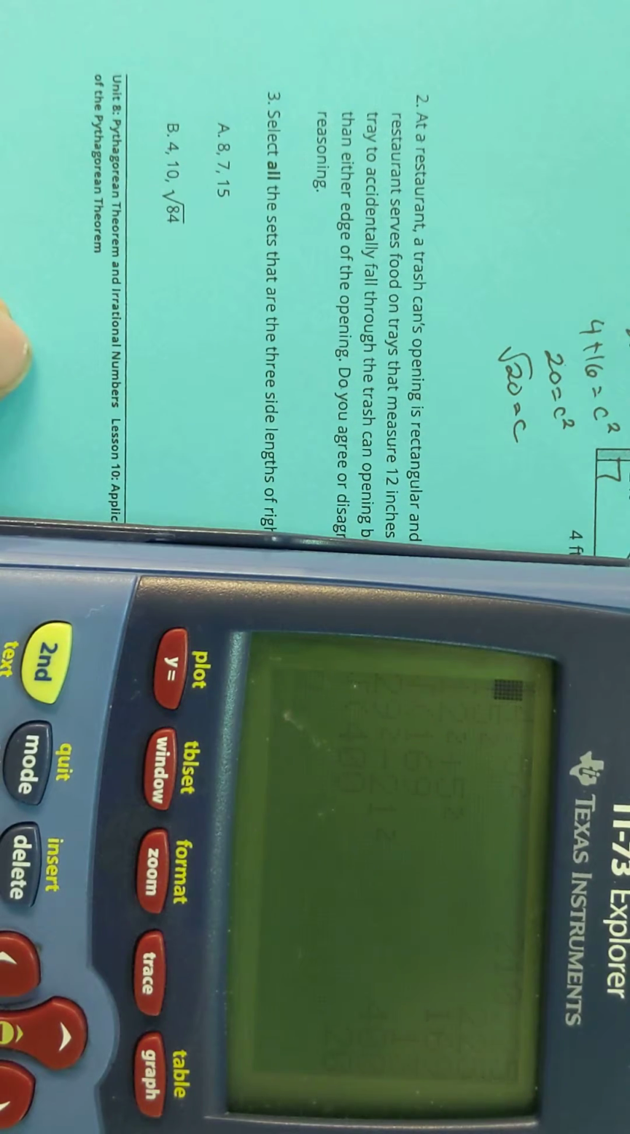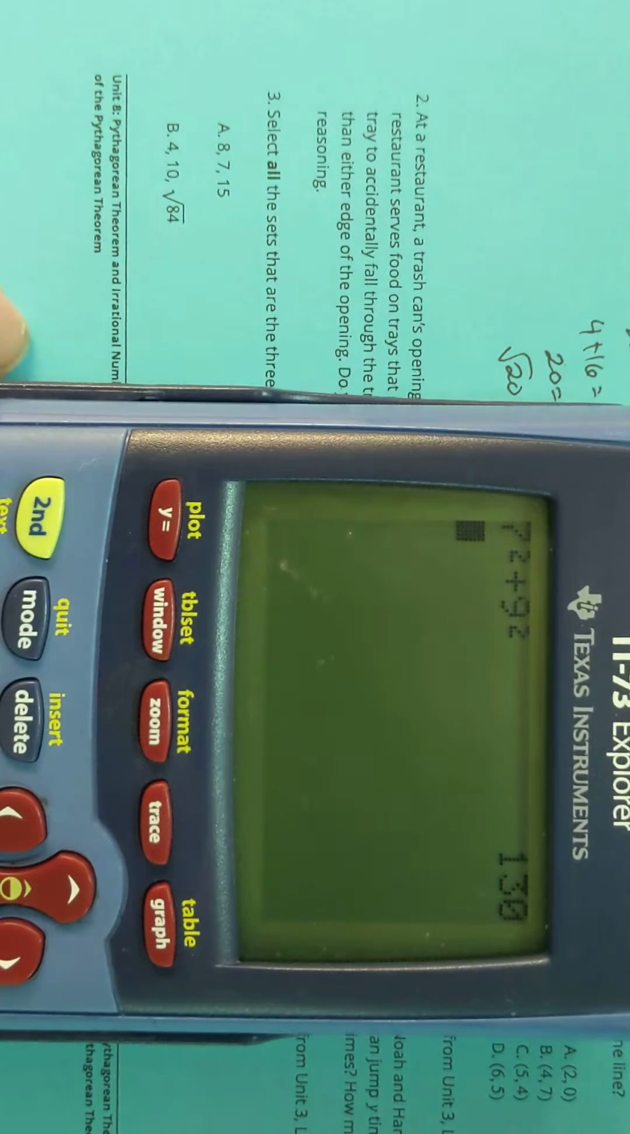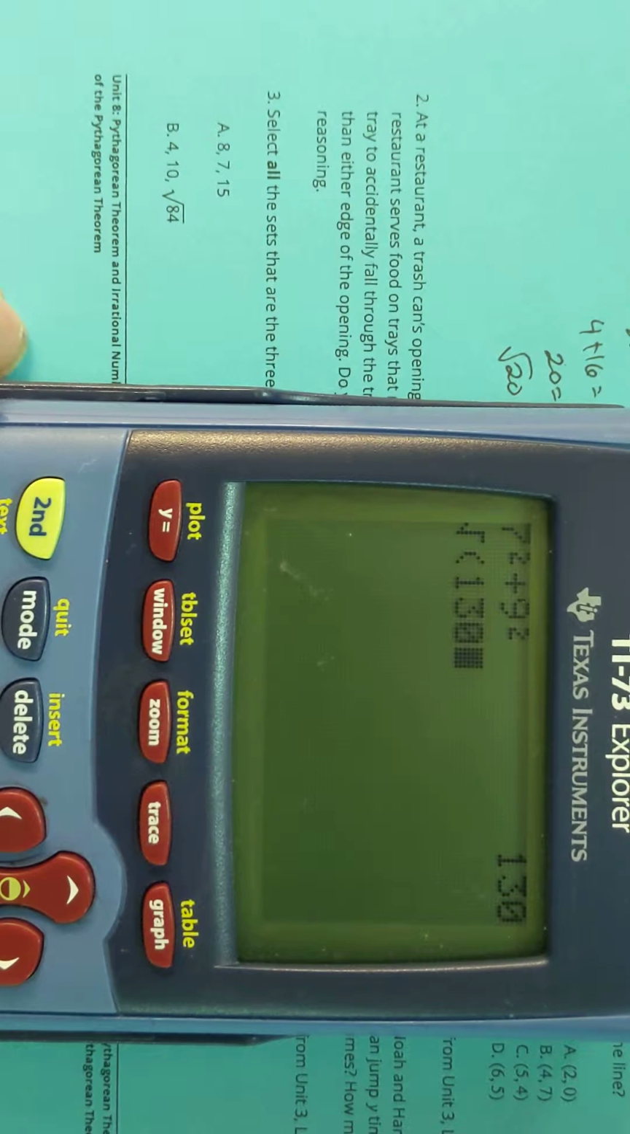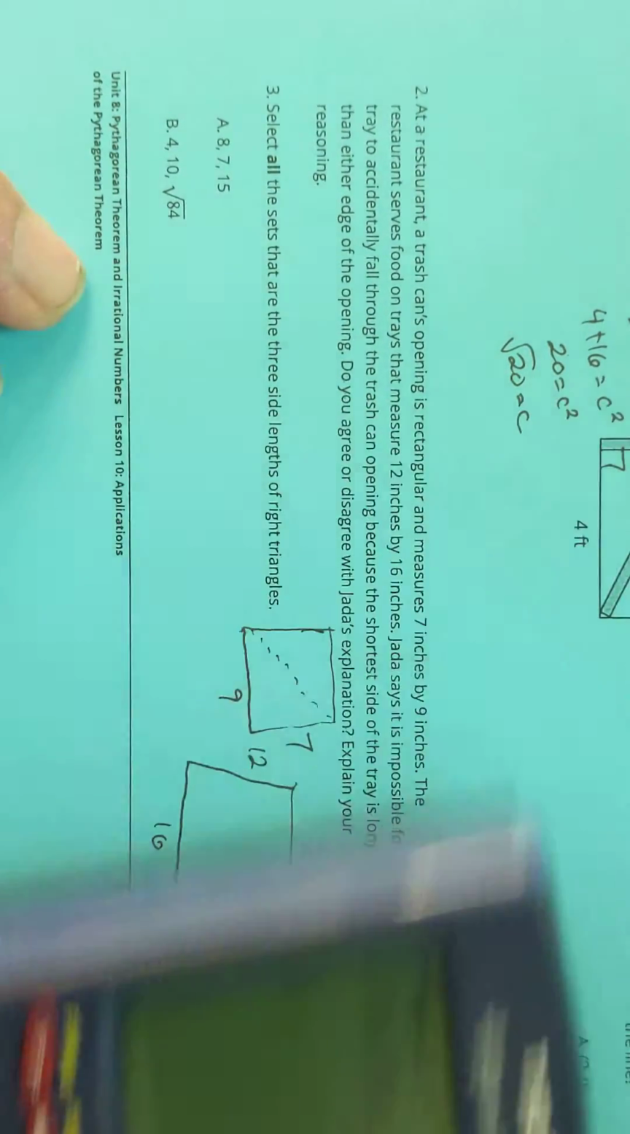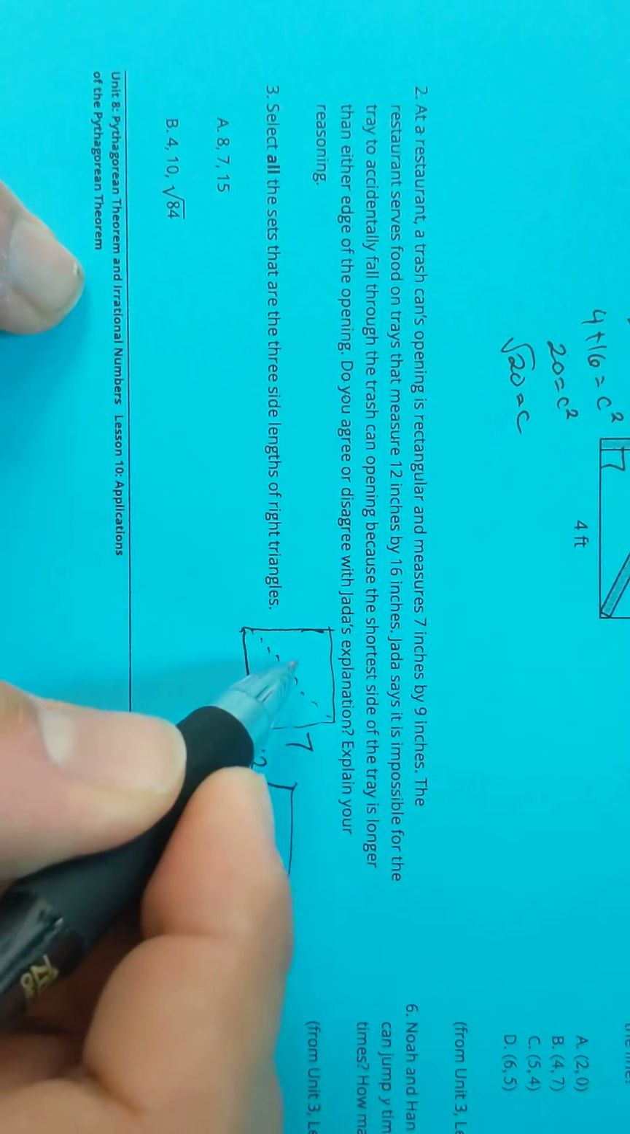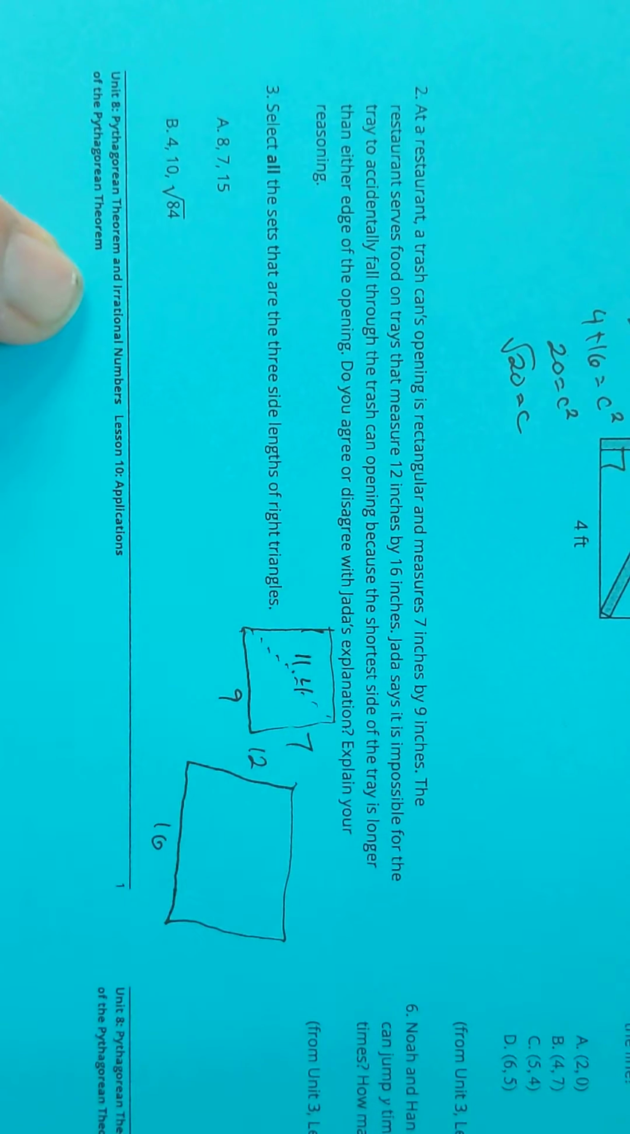So, let's just check in our calculator here. 7 squared plus 9 squared is 130. I know that's going to be a little bit bigger than 12 because, oh, whoops. Sorry, slightly smaller than 12. 144 would have been the square root of 12, right? So this opening right here is 11.4, which is still slightly smaller than the length of that tray. So that tray is still not going to fit through there.